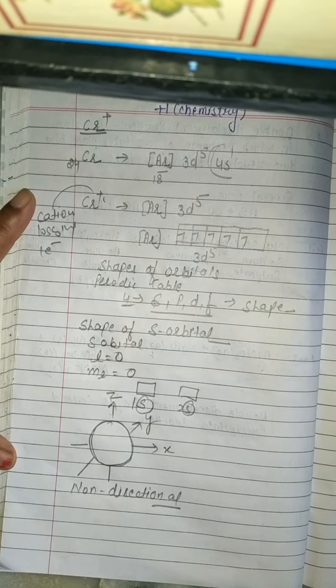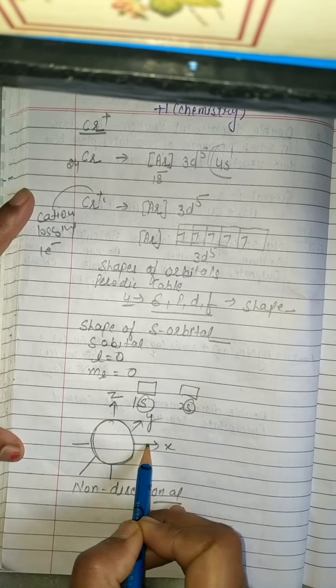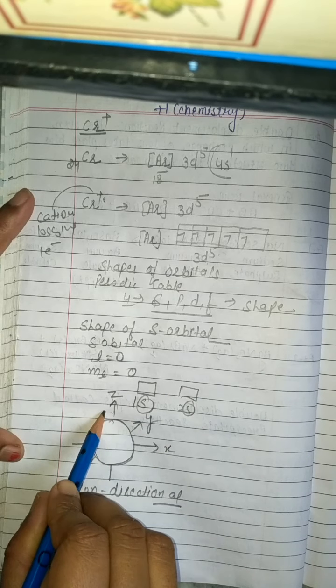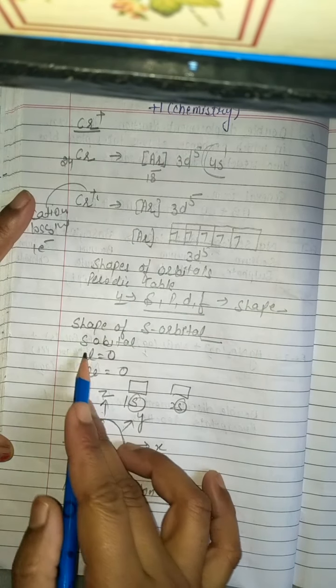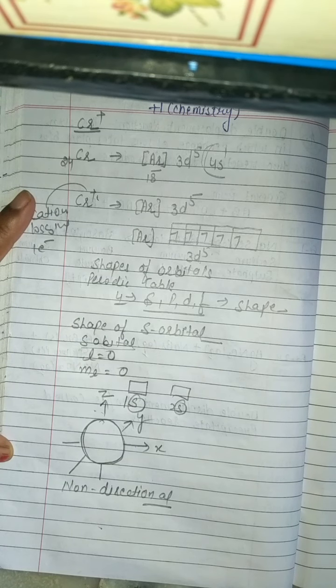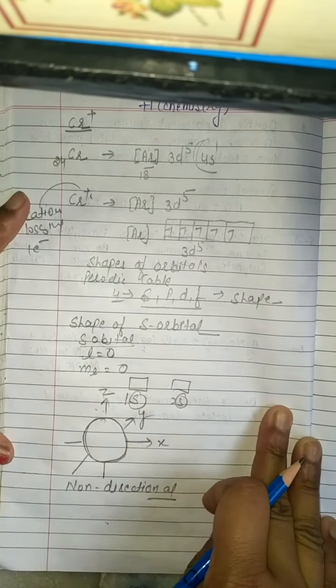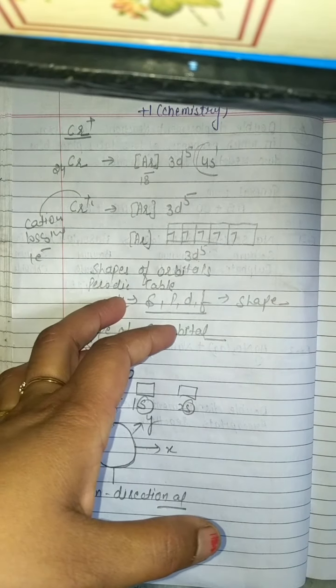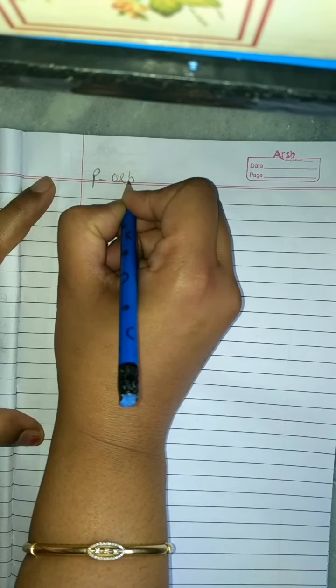Why is it called non-directional? Because there is no distinction between the X, Y and Z axis. So that's why it is called a non-directional shape of the S orbital. There are many more concepts that I will discuss later. Now we have to discuss the shapes of the P orbital.